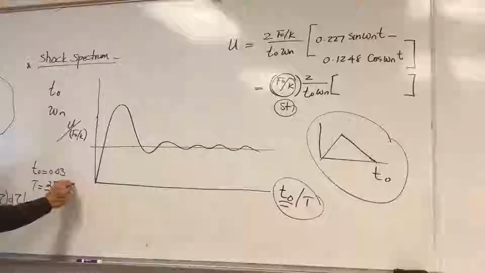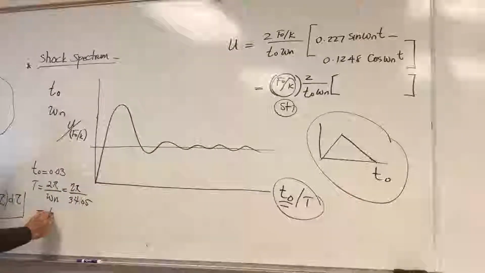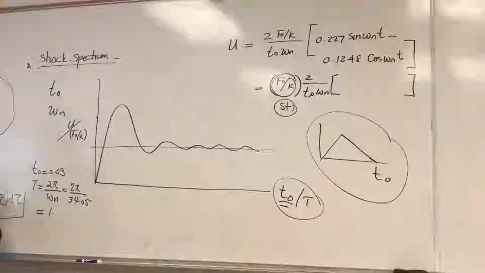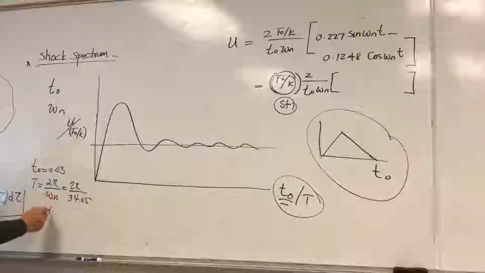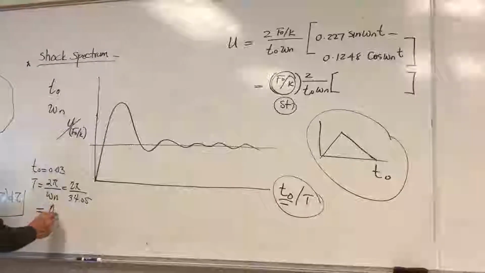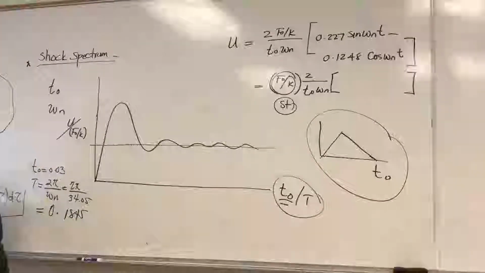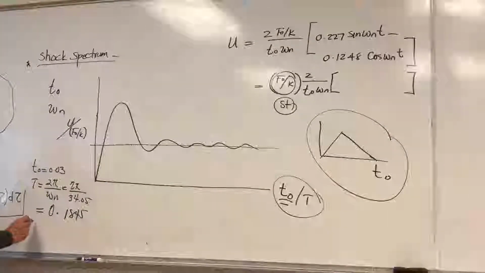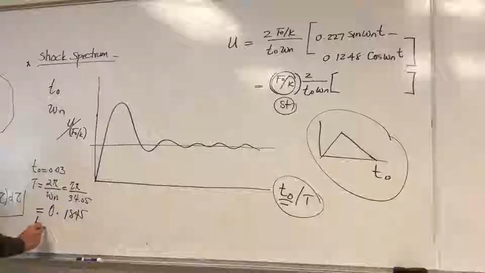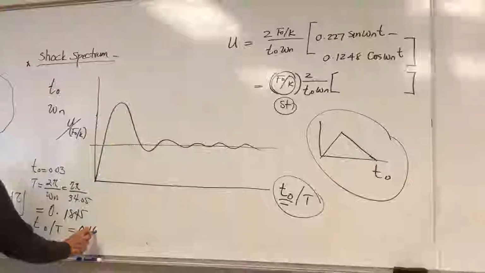For our particular problem, we had T0 was 0.03, T, which is the natural period, over omega n. Omega n was 34.05. So this comes out to be 0.1845, okay? So if you evaluate T0 over T, that would be 0.163.